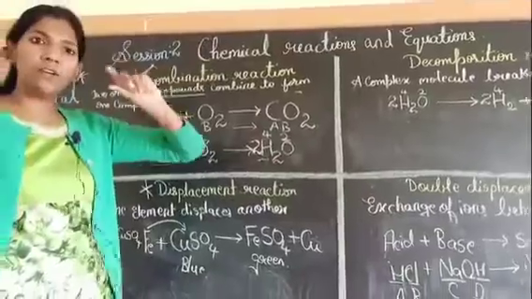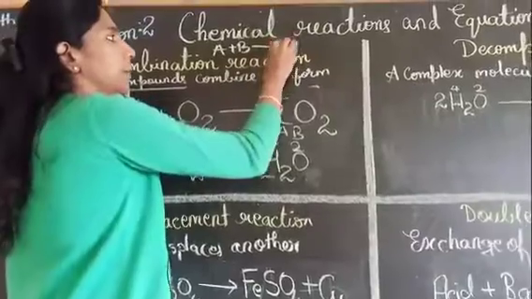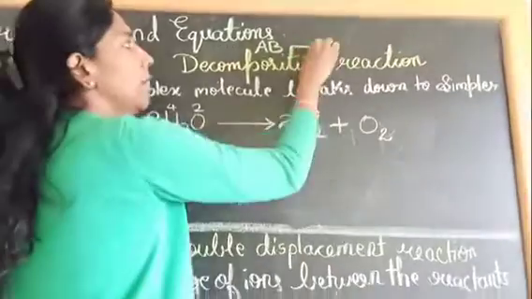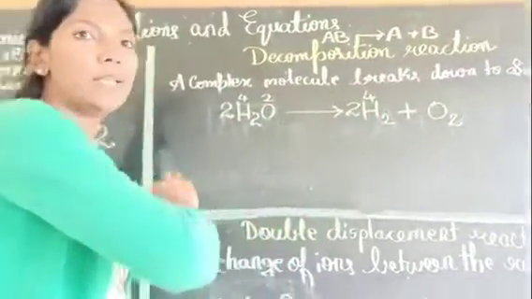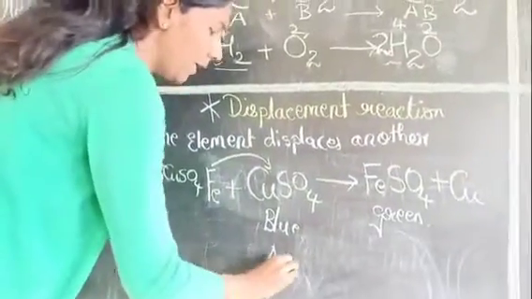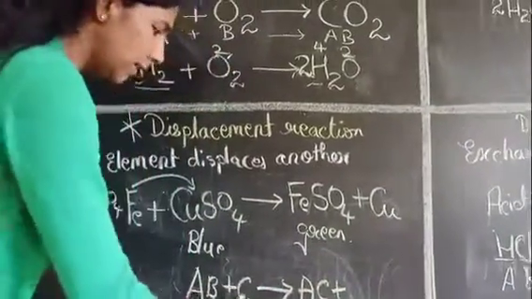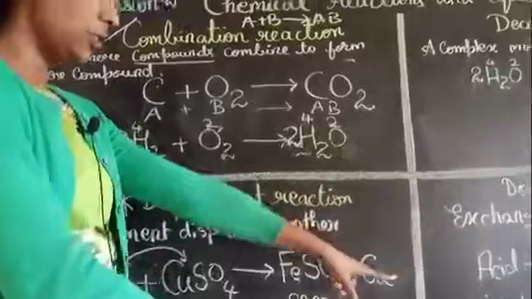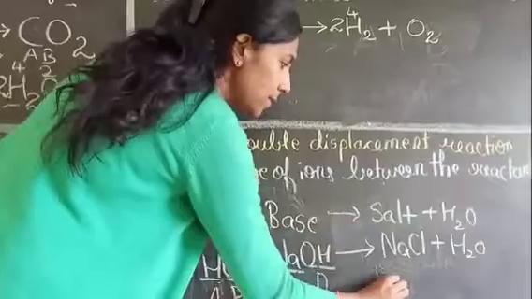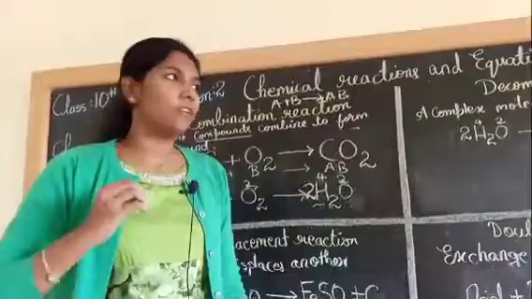The main general equations. Here you will remember A plus B gives AB. Remember these. Here you will remember AB gives A plus B, that is the main reaction for this. This we are going to remember: AB plus C gives AC plus B. And last you will remember, look at this, AB plus CD gives AC plus BD. Okay, did you get it? These were the general equations.